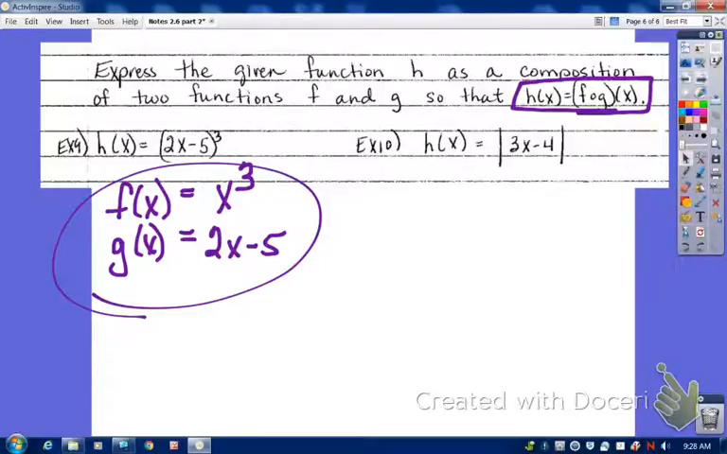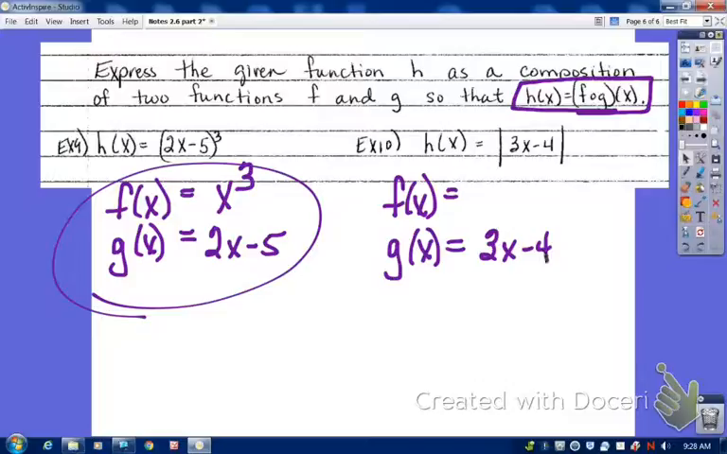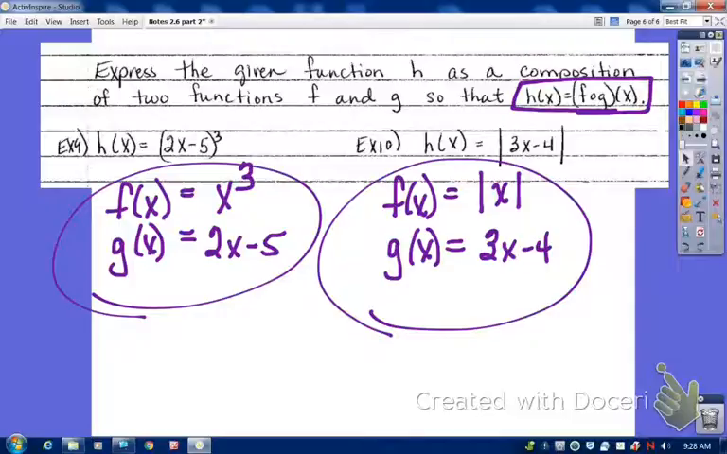Okay, look at example 10. So again, g of x is what you're putting in. So what looks like the inside part of h of x? The 3x minus 4, that's going to be your g of x, because g of x is what you're putting in, and it looks like we're putting that into the absolute value of x. Good. So in this last part, they're going to give you the answer, and they're going to ask you to go back and create two functions. There are different answers that you can get for these, but most of us will come up with the same thing.